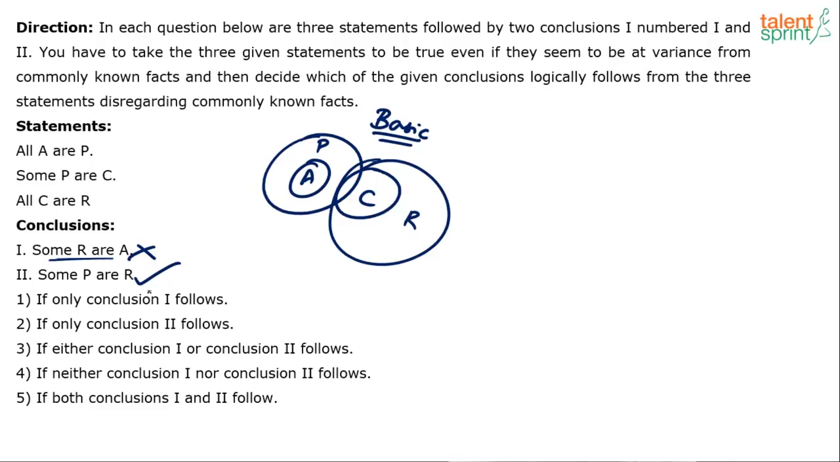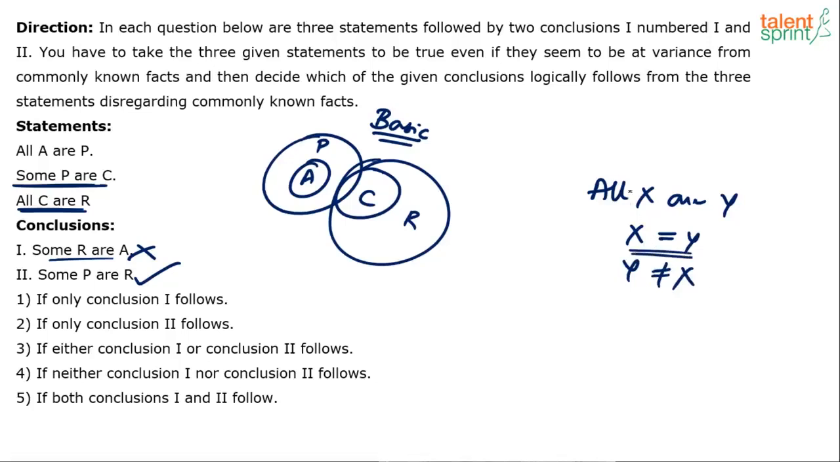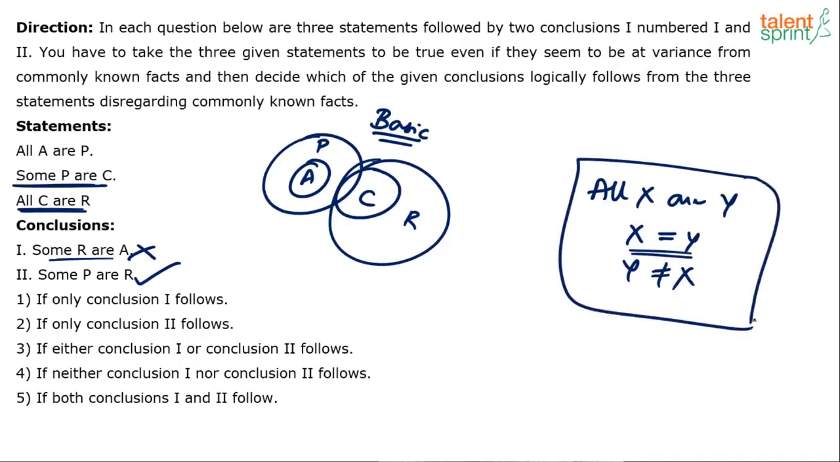See, the point is this. We know that some P are C and all C are R. I have told you one technique in earlier live sessions, right? Whenever we have all C's are R, wherever we have C, we can replace it with R. Whenever it says all X are Y, X can simply be replaced with Y. Y cannot be replaced with X, but X can be replaced with Y.